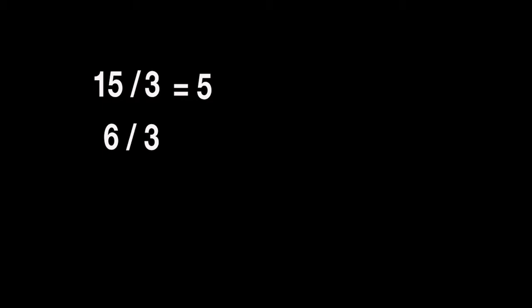The largest common number that can be completely divided into both 15 and 6 is 3. So, 15 divided by 3 is 5, and 6 divided by 3 is 2. So the ratio in its simplest form is 5 to 2.